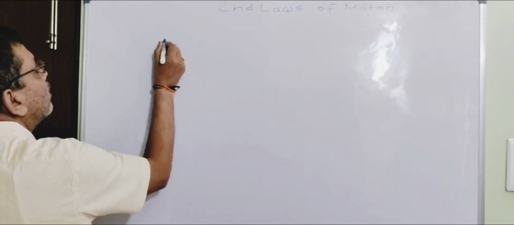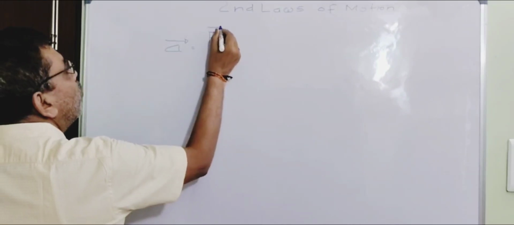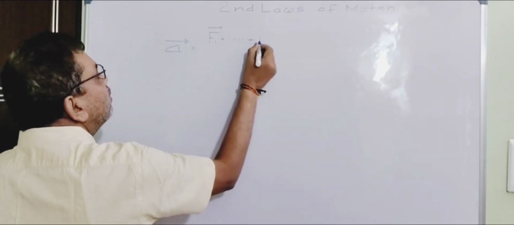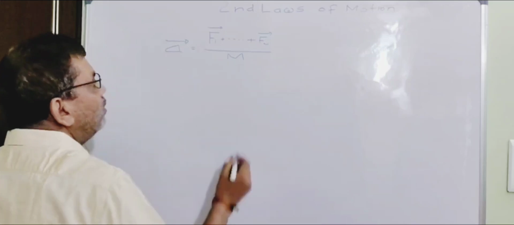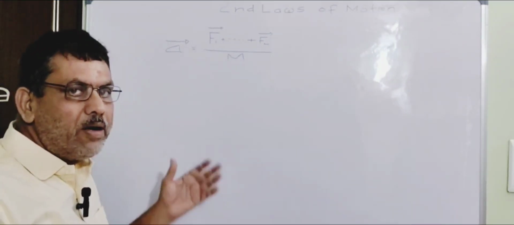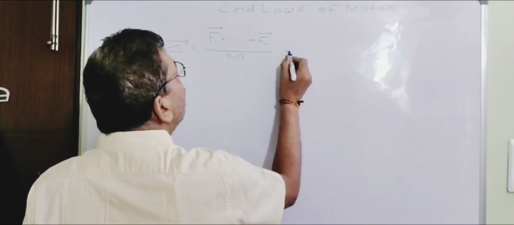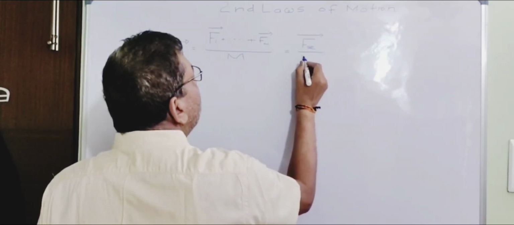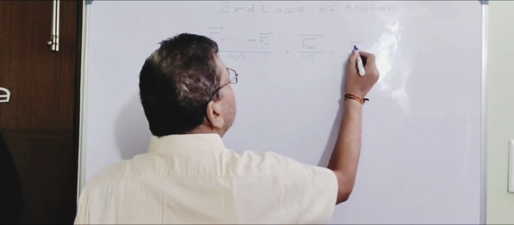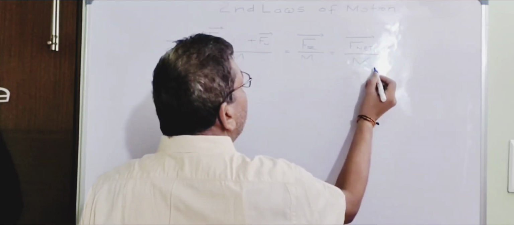Now the acceleration of the object can be given by the vector sum of all the forces acting on the object divided by the mass of the object. This is Newton's second law. This can also be written as the resultant force acting on the object divided by the mass of the object, or I can also say this is the net force acting on the object divided by the mass of the object.